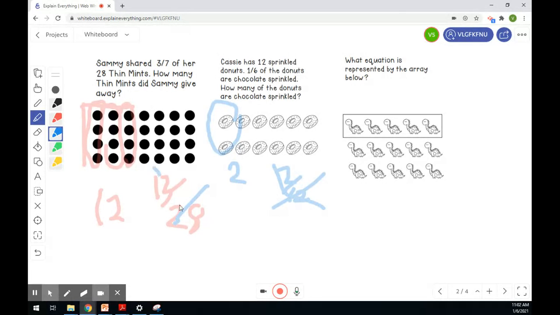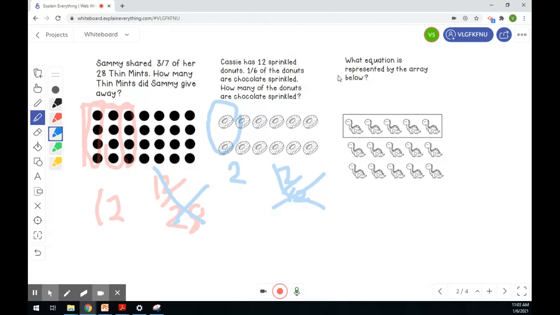That's not what they're asking for, right? We're not going to get one donut that doesn't have 2 12ths of a sprinkle on it. We're looking at how many whole donuts are sprinkled with chocolate. So looking at that question is really important. Do I understand whether it's going to be a whole number or a fraction? Which one makes the most sense?